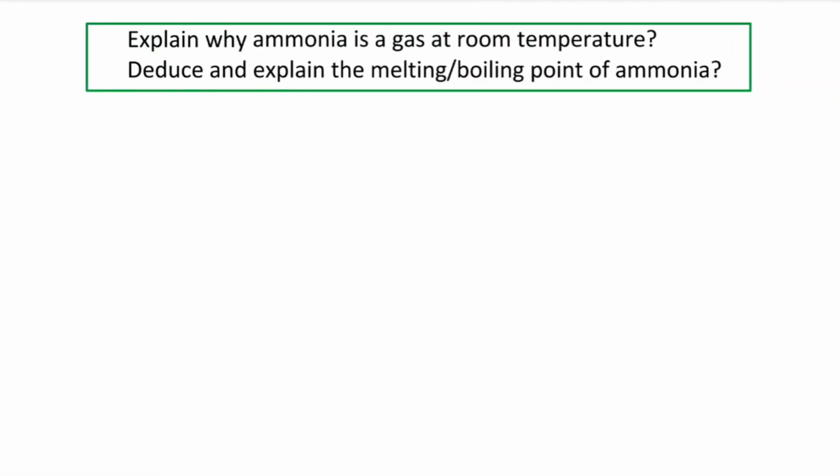Hi everybody, in this video we'll explain why simple covalent substances have low melting and boiling points. So let's use the example of ammonia to illustrate.